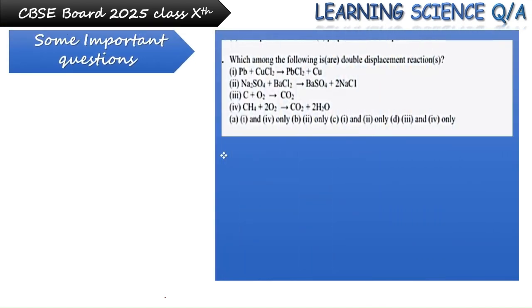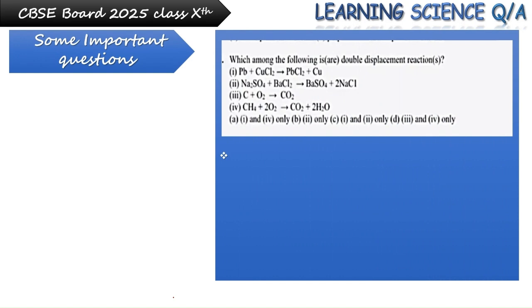So the first question here says, which among the following is an example of double displacement reaction? We are provided with four different kinds of reactions here and you need to find out which of the following is a double displacement reaction. So let's get started.